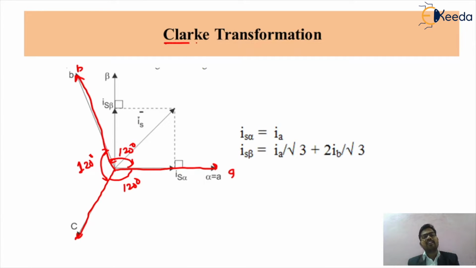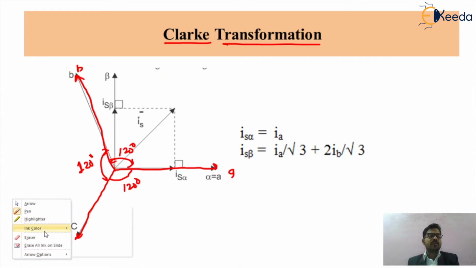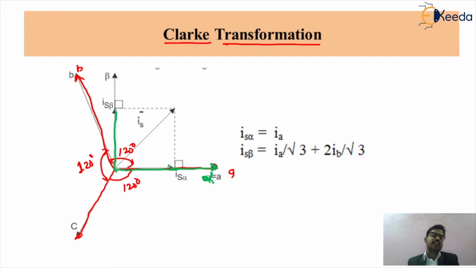So friends, with the Clark transformation we are converting the three-phase ABC quantity into two-phase stationary components. I can show this stationary component with a different color. We are converting this phase quantity into a stationary frame quantity, we call it alpha, and the second we call beta. What do we mean by alpha? It is the current flowing through the alpha frame, and the stator current will be flowing through the beta frame.